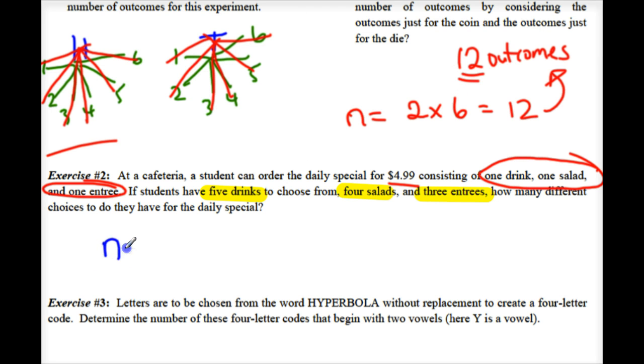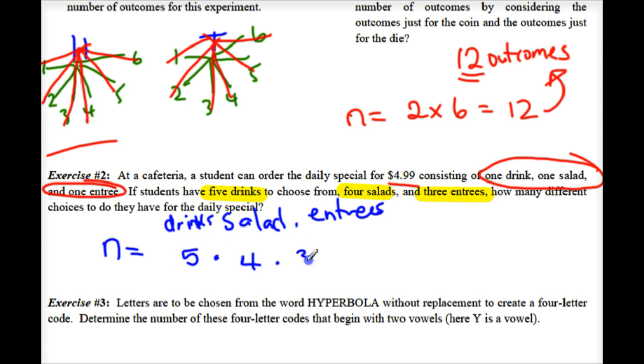So the number has to equal the number of drinks times the salads times the entrees. If you want to write it out, it's fine. There are 5 drinks times 4 salads times 3 entrees. 5 times 4 is 20. 20 times 3 is 60. So she has 60 different ways of making her special for $4.99.